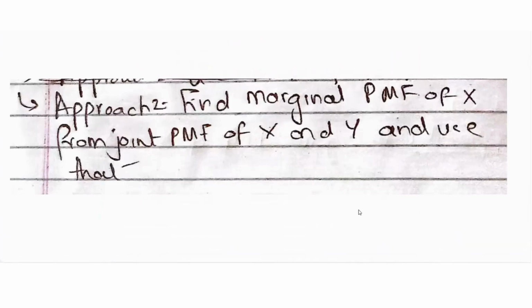Alternatively, we could have also found the marginal PMF of X from the joint PMF of X and Y and used that to find the expected value of X squared. But we don't have to do that. We can find the expected value of any function of just X or any function of just Y using the joint PMF of X and Y, without having to actually find the individual marginal PMFs.